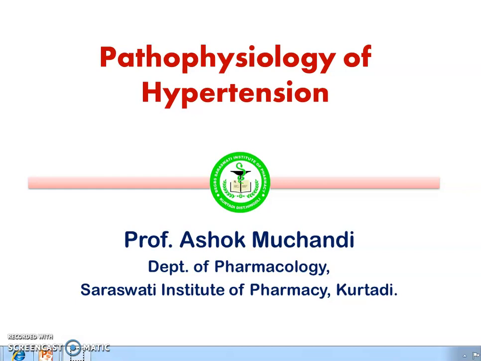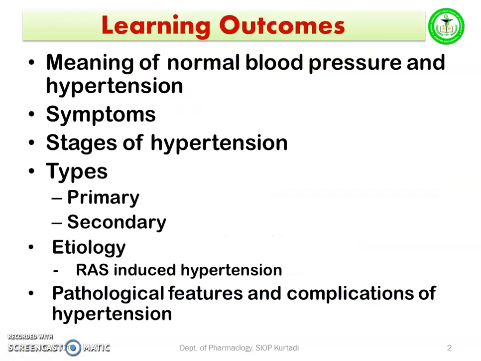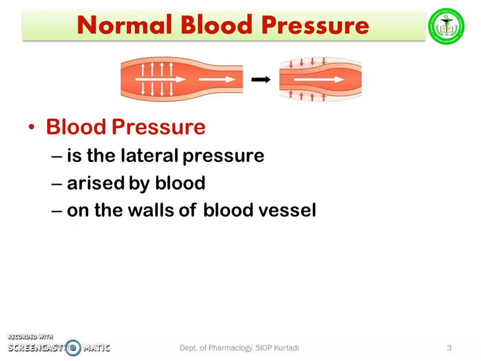We are discussing a topic on pathophysiology of hypertension. After learning this topic, the students will be able to understand the meaning of normal blood pressure and hypertension, symptoms and different stages of hypertension, different types of hypertension, and etiology of hypertension. In that, renin-angiotensin aldosterone system-induced secondary hypertension in detail, and at the last, pathological features and complications of hypertension.